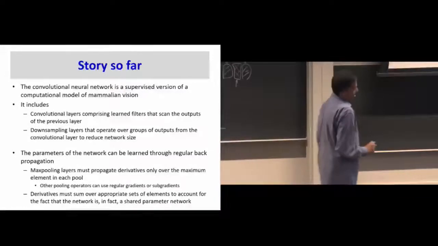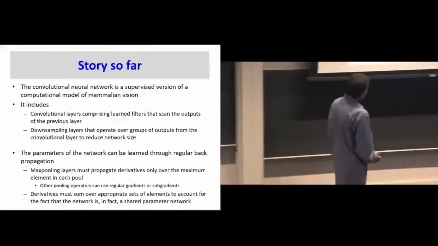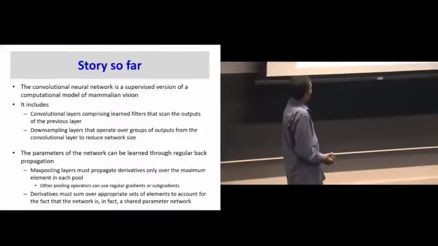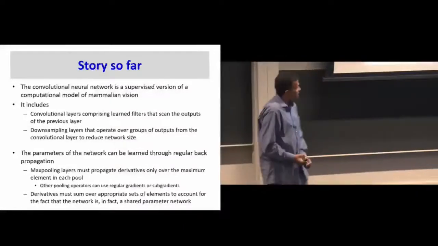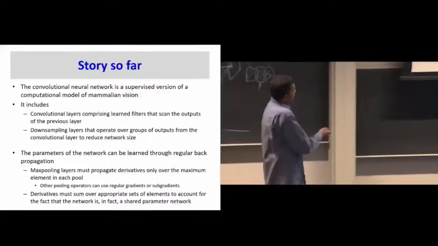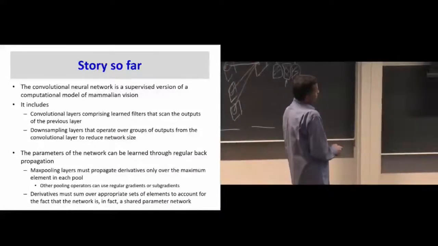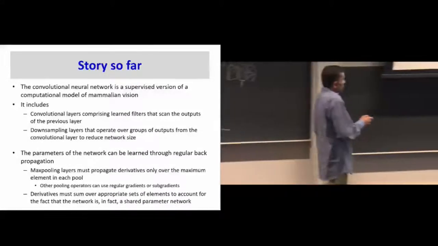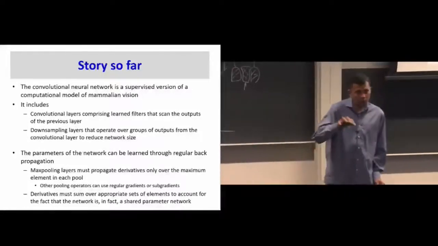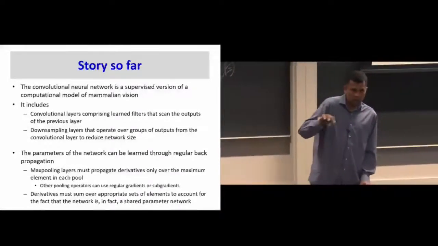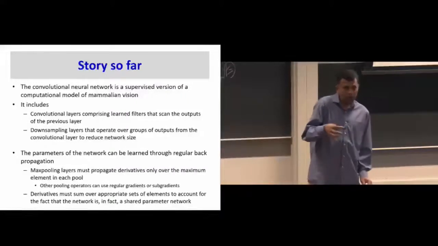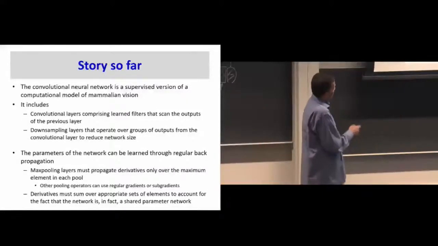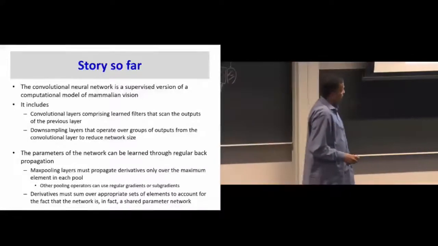So here's the story so far. In summary, the ConvNet is a supervised version of a computational model of mammalian vision, which includes convolutional layers, which comprise learned filters that scan the outputs of the previous layer, and downsampling layers that operate over groups of outputs from the convolutional layer to reduce not the network, but the output size. And the parameters of the network can be learned through regular backpropagation.